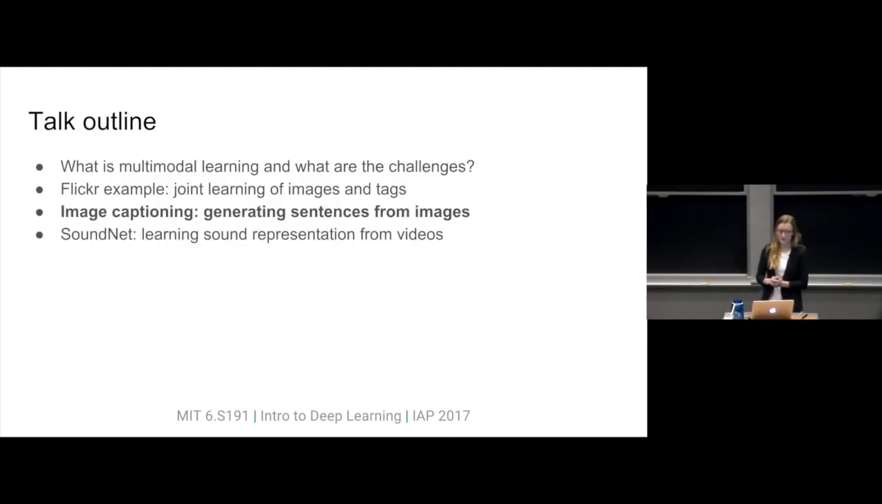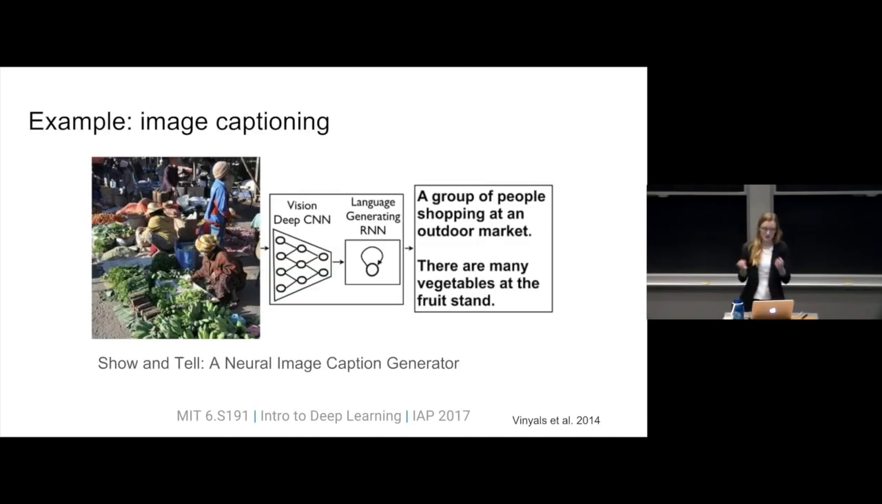So next up, I'm going to talk about image captioning. Image captioning is the task where you have an image and you want to generate an entire sentence for this image. So it's a little bit different from the Flickr task where we just had these tags. Now we actually want to build a coherent sentence describing this image.